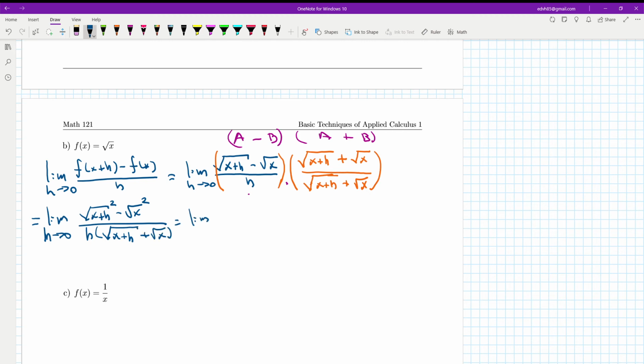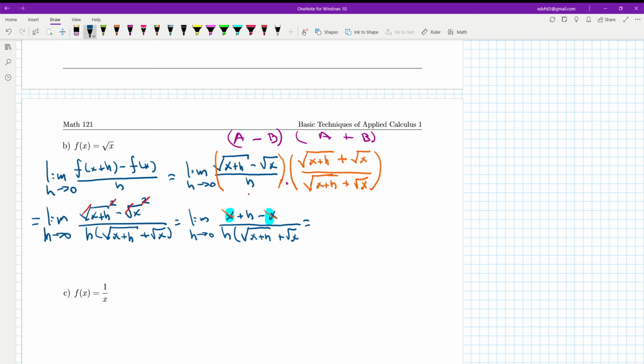And this will be limit as h approaches 0. Well, what's going to happen here? The index of the radical cancels the square, leaving us with x plus h, and this other radical cancels this square, minus x. And see now how these two are going to go away. These are going to get canceled. The denominator will remain the same: h times the sum of the square root of x plus h plus root of x.